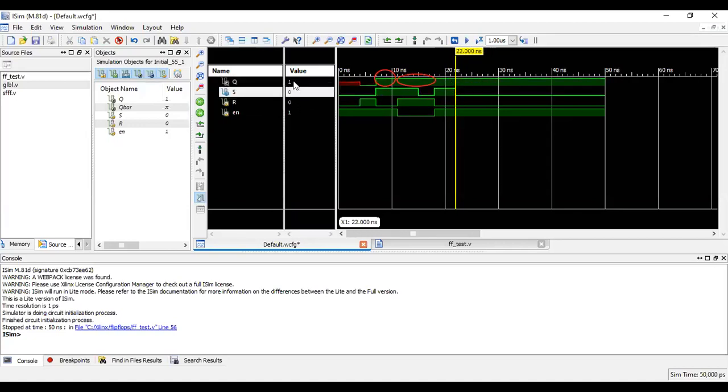Previous state Q value is 1. So when S is 0, R is 0, 1 is retained as it is and enable is equal to 1. This is regarding the gated SR flip-flop. Now let us see what the circuit and the timing diagram for a clocked SR flip-flop look like.